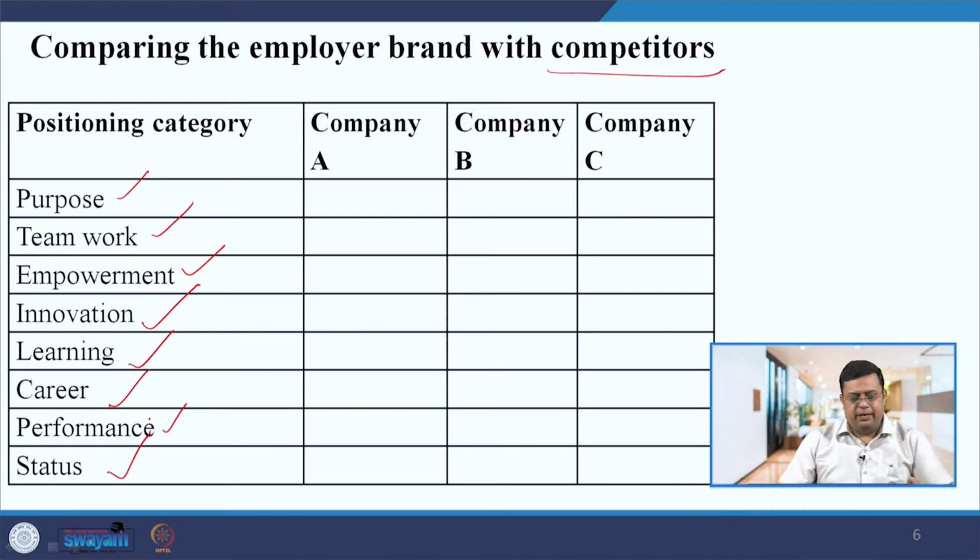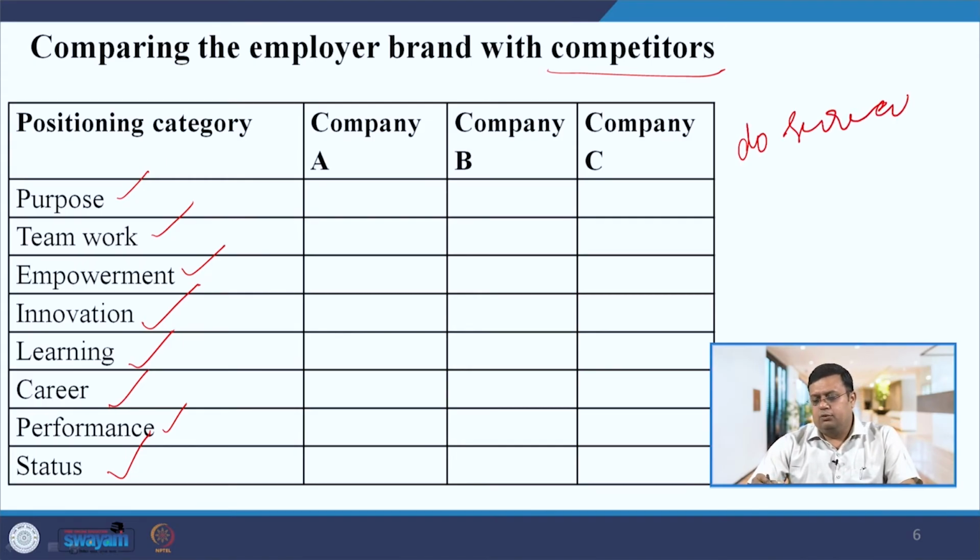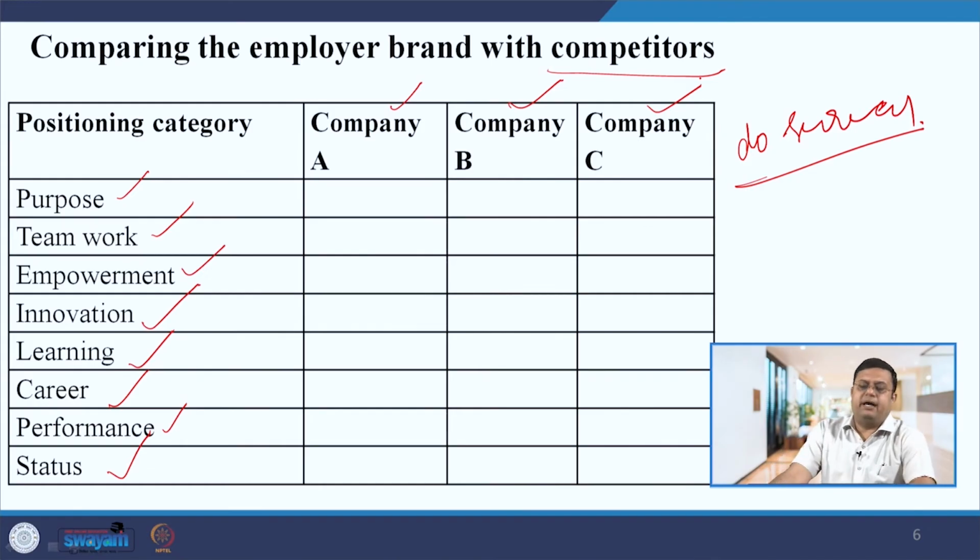So, make a comprehensive list of all those parameters and then do a survey. Right, and identify why people would like to work for company A, company B and company C, right, and then you can do the comparative analysis.